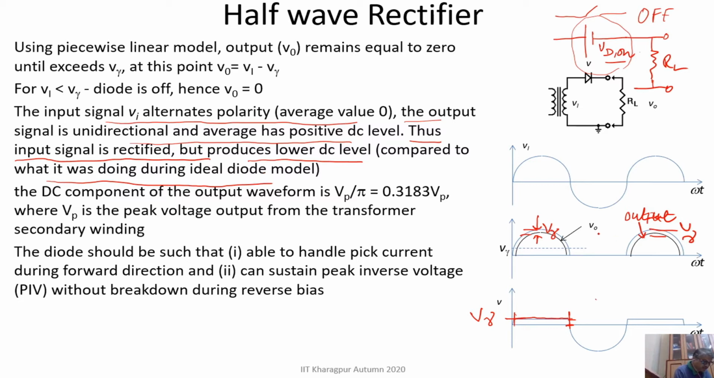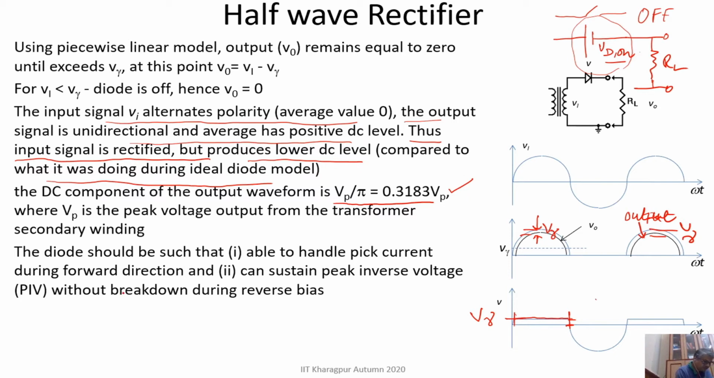Because you see, there is a voltage of V gamma or VD on dropped across the diode. If we measure, we can find the DC component of the output waveform, and it is possible to show that the DC component, or average output voltage across this RL in this half wave rectifier, is Vp over pi. How this Vp over pi comes, I will show you in the next slide. This is the average voltage across RL, the DC output voltage.